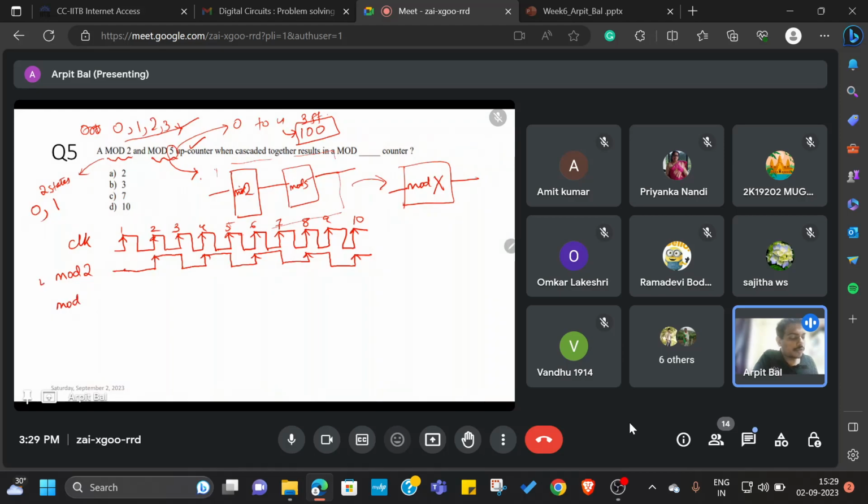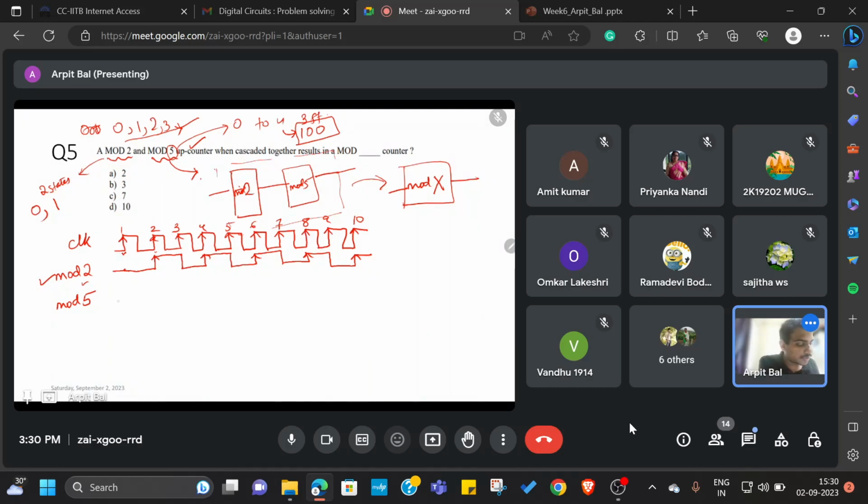The output of mod 2 is going to be fed to the mod 5 counter. The mod 2 counter counted the clock pulses. On the first clock there was nothing, and on the second clock it toggled. Then here it is again 0, then it toggles to 1. So it is basically flipping between 0 and 1, 0 and 1, like that.